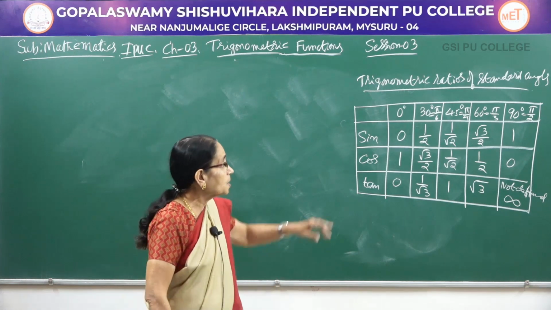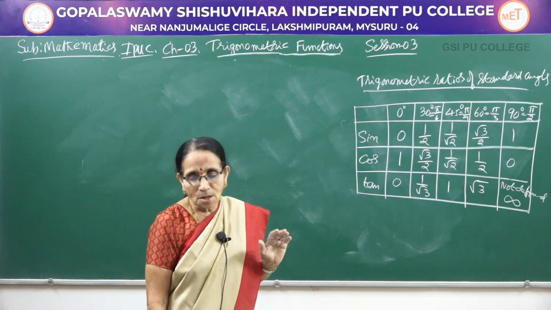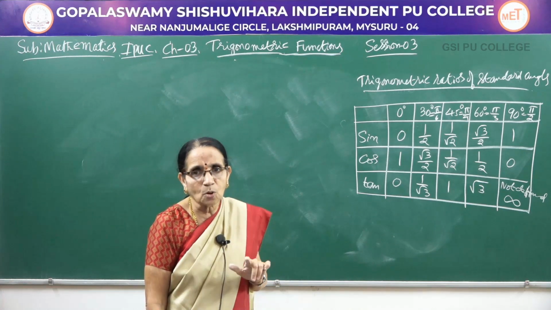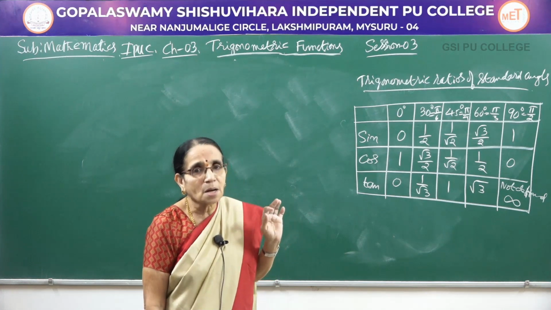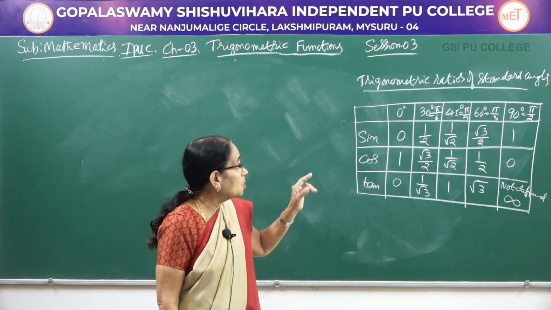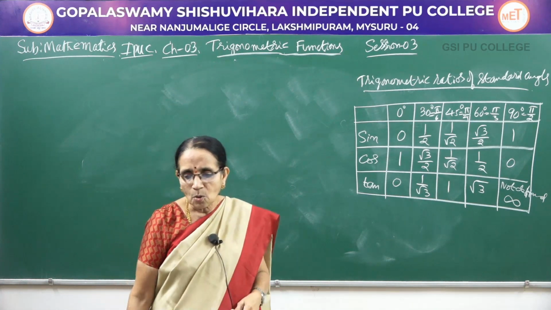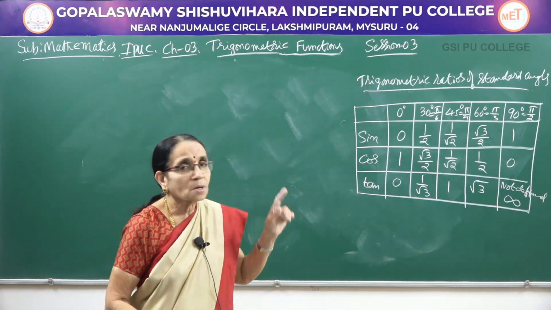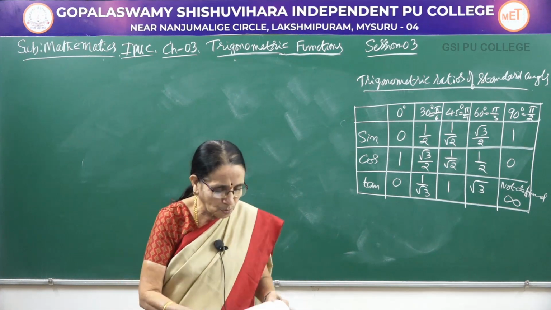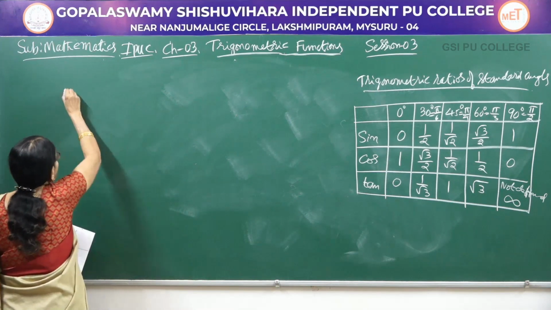That is why I have also written the equivalent radian measure, because in the problems that I am going to give you, I am giving the angle not in degrees but in radian measure. So you have to know the equivalent radian measure also. Now I am going to prove certain results where I make use of these standard values. First problem, you have to prove this result.